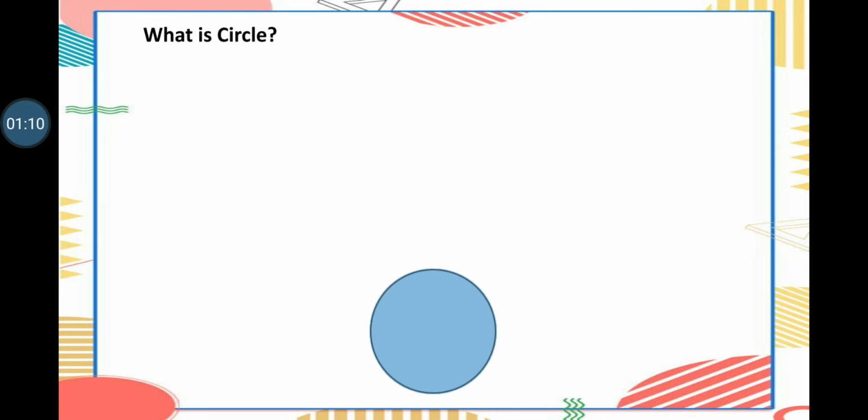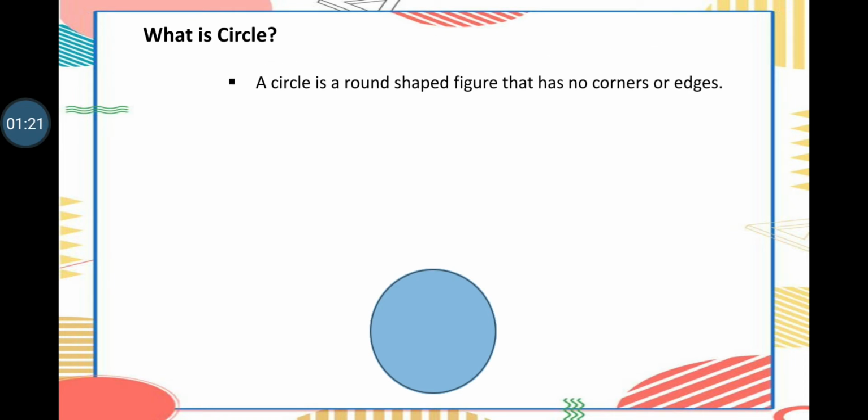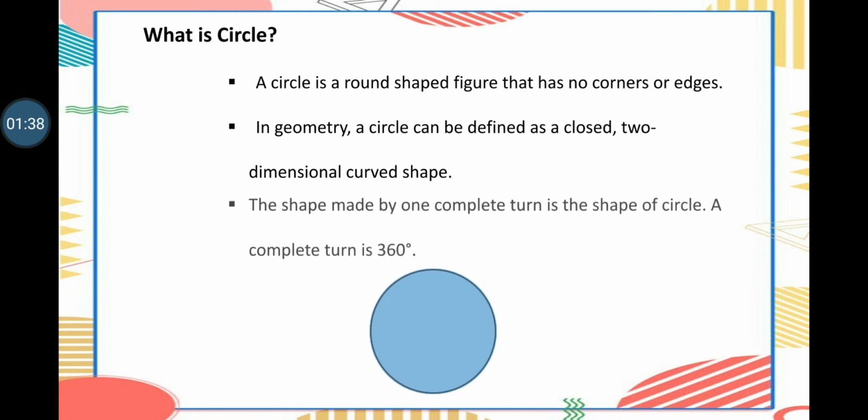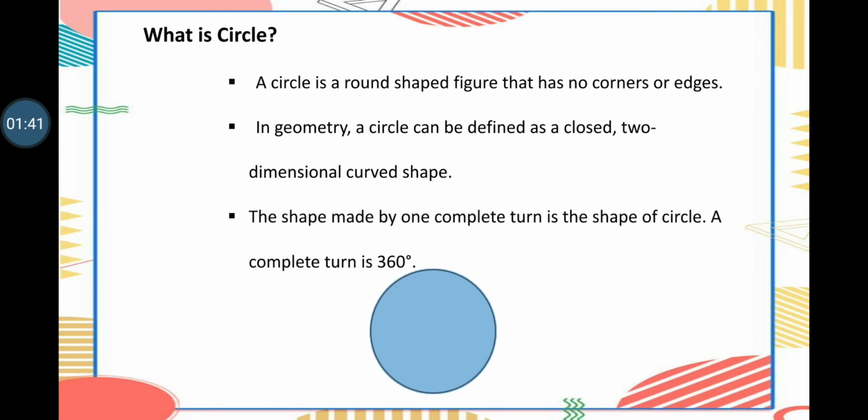My dear students, first of all, we should know about the circle. What is a circle? Yes, a circle is a round shaped figure that has no corners or edges. In geometry, a circle can be defined as a closed two-dimensional curved shape. The shape made by one complete turn is the shape of a circle. A complete turn is 360 degrees.